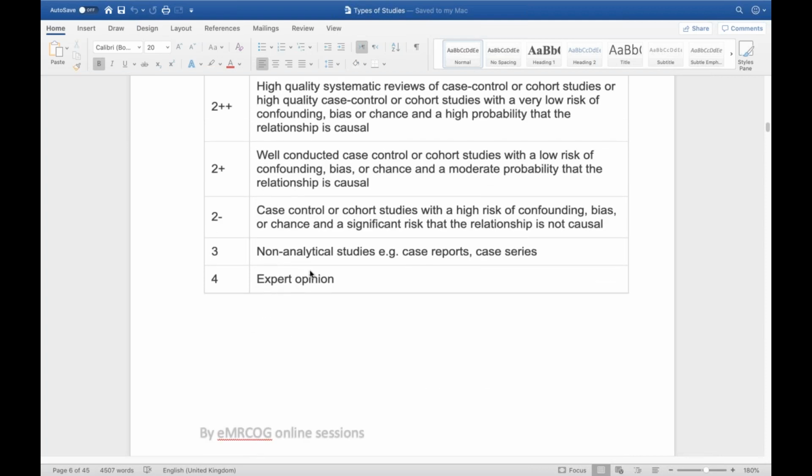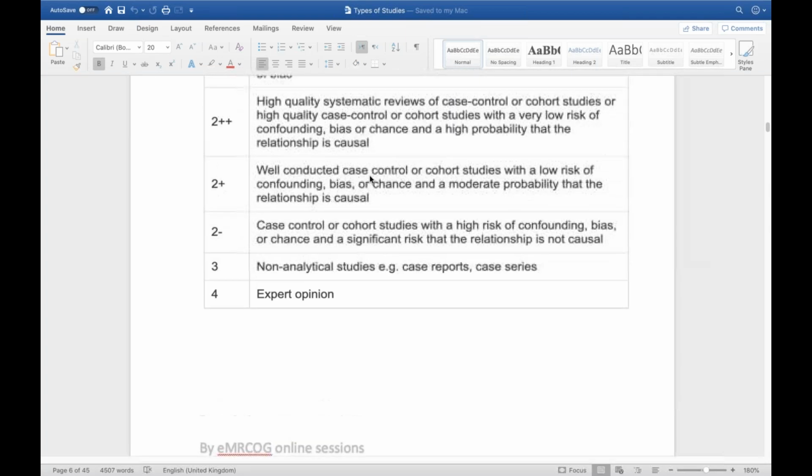Anyway, if you start from below, it's expert opinion and then non-analytical studies, and then case control and cohort come next. Here they're classifying the case control and cohort studies into high risk of confounding and bias and low risk of confounding and bias, and these are the enemies of the methodology of any study: confounding and bias. I can tell you what confounding and bias are, but not now.